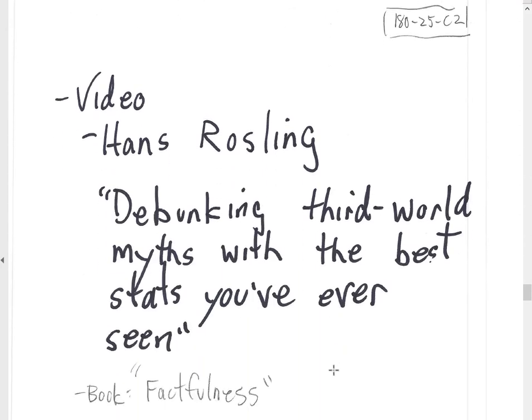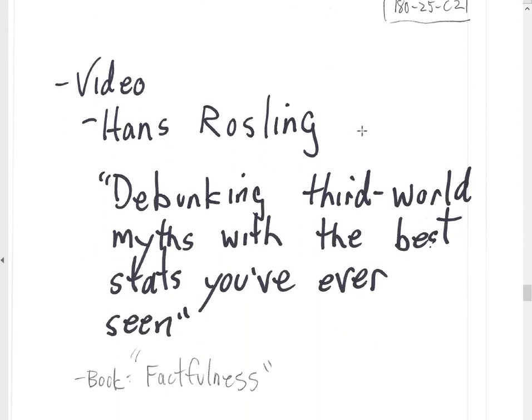All right, the video that I'm going to have you watch is a TED Talk presentation from a researcher named Hans Rosling. His subtitle is Debunking Third World Myths with the Best Stats You've Ever Seen. Hans Rosling, the late Hans Rosling, is, among other things, author of a terrific book called Factfulness. He had a relationship with the United Nations and has had access to big data sets from the United Nations. Some of those analyses he reports in his book called Factfulness.